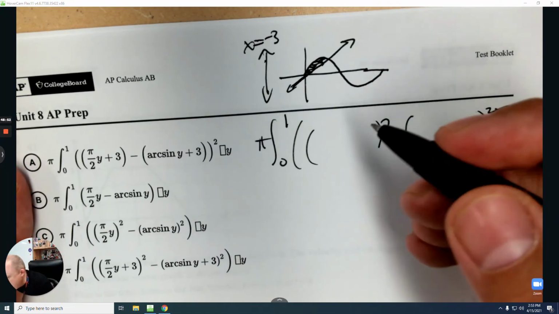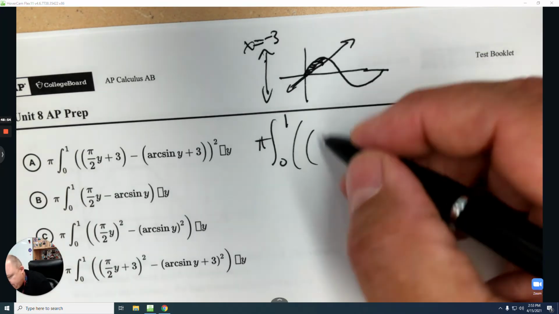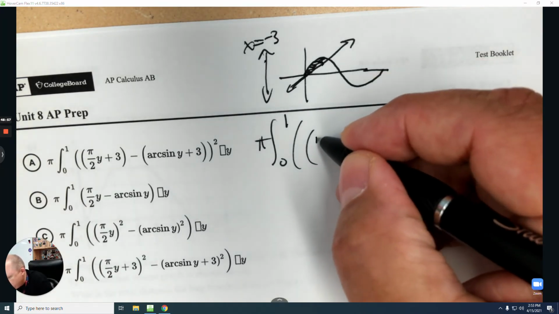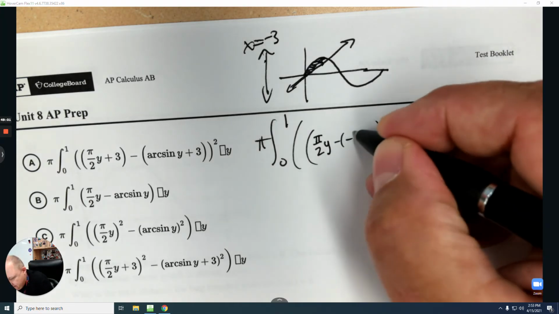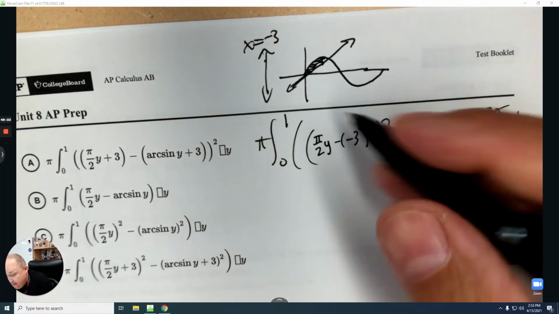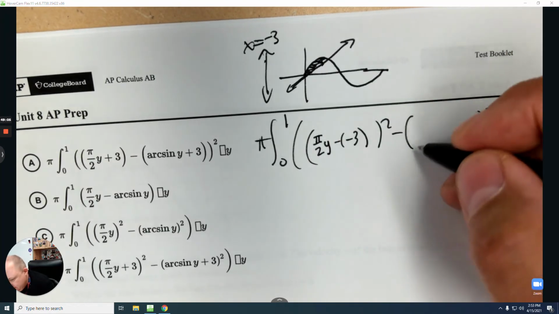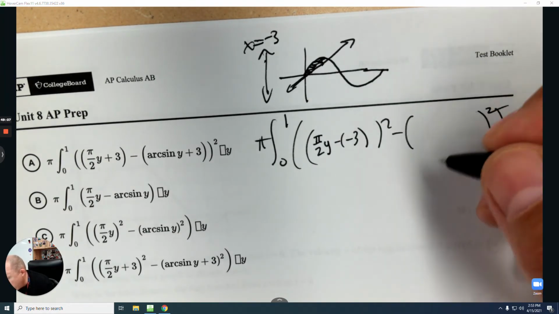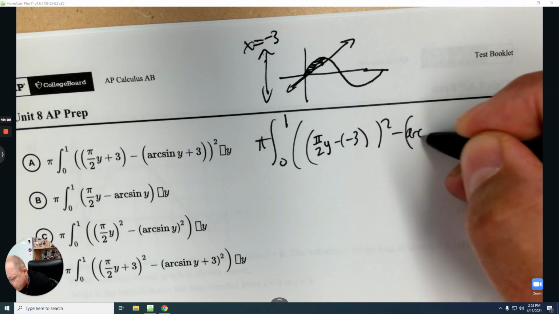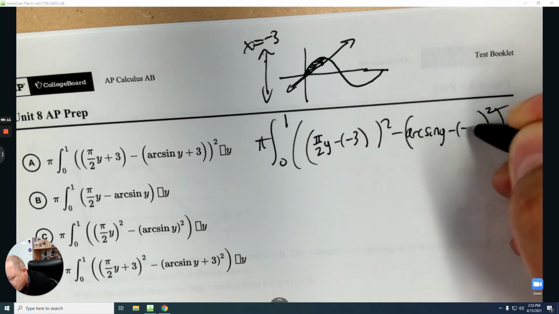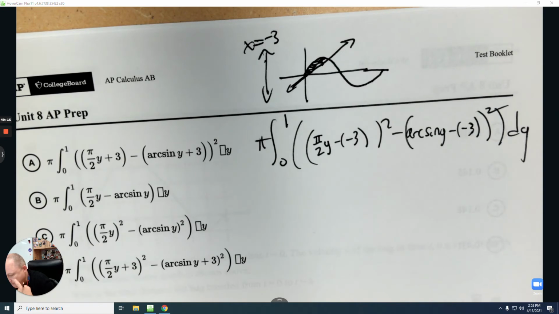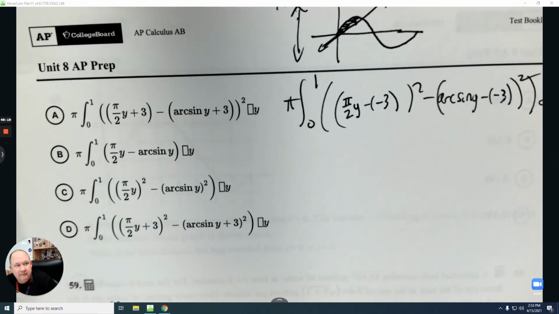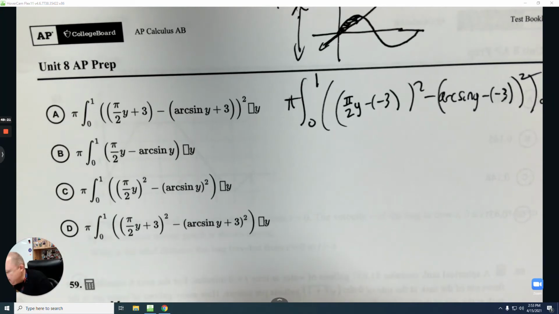And when I go right, subtract left, on the right is the line, pi over 2y. And when I subtract negative 3, and then the curve, the inverse, in terms of y, would be arc sine y. And again, I need to subtract negative 3. And now look at the answer choices, the ones that would match it. And so that matches with D.